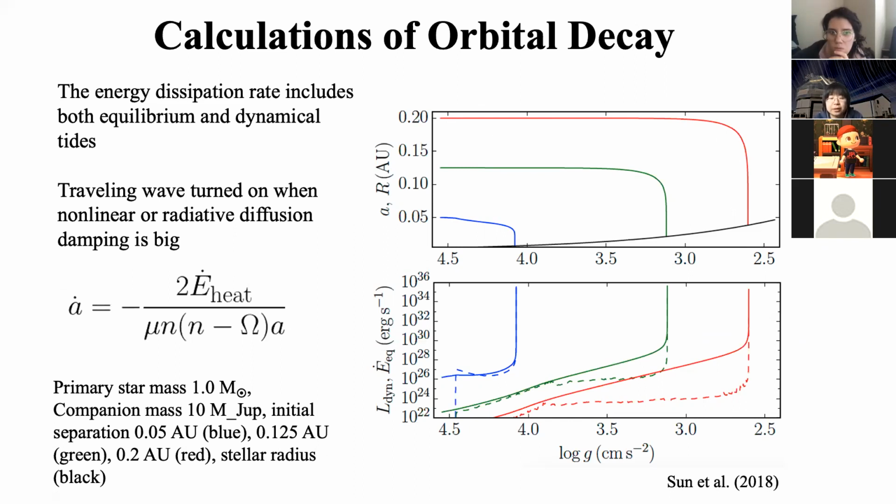In the early or close orbit situation, like somewhere here, the dynamical tide dominates the tidal dissipation rate. And in the primary star's late phase, where the star builds a big surface convective zone, and in the wider orbit situation, the equilibrium tide wins.